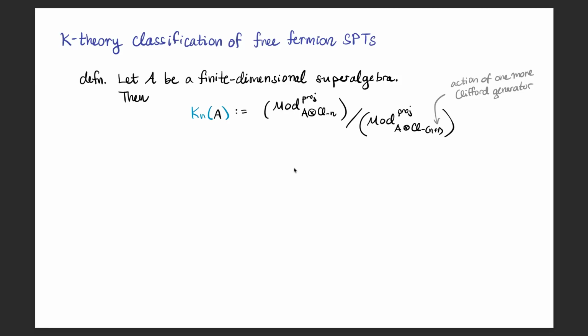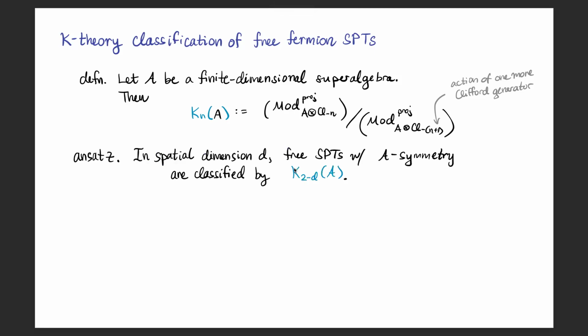There are many, many ways to phrase the tenfold way of free fermions. I'll just say one way that we used. We want to consider a finite dimensional superalgebra, and we want to take the K-theory of this algebra. We can compute the K-theory of this algebra by looking at projective modules over the algebra that admit the action of some Clifford generators. If we're looking in degree n, we want to have n negative Clifford generators, and then we mod out by those that extend to the action of one more.